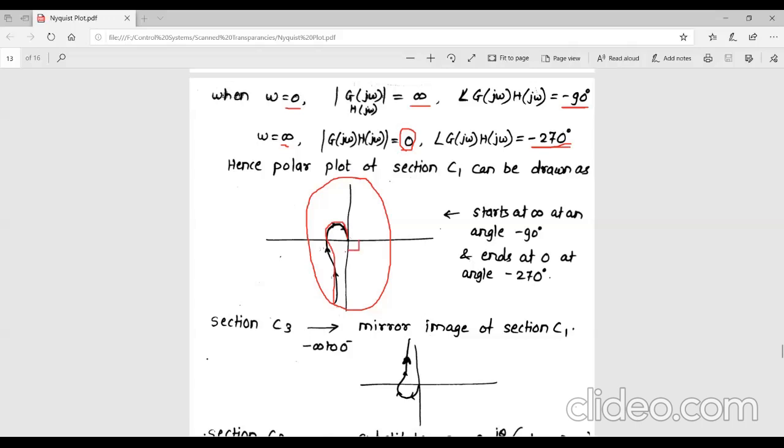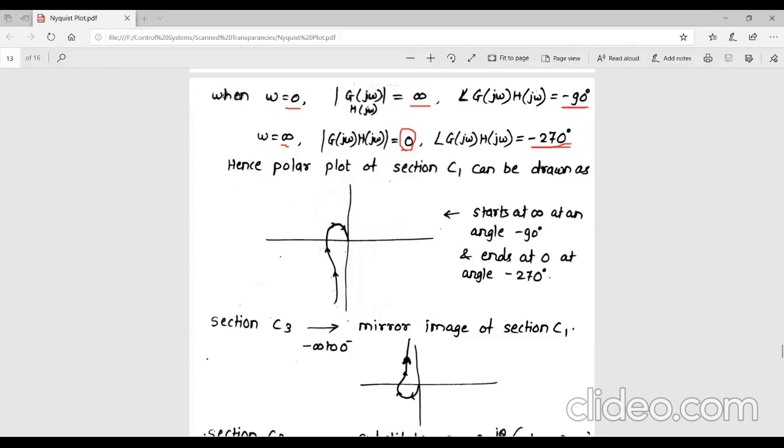So it will start at this line. On this line at infinity it will start, and at minus 270 degrees. So this is minus 90, minus 180, minus 270, right? On this particular line where the angle is minus 270 degrees, it will end. And that is why the section C1 polar plot can be sketched in this way, right? Similarly, as we discussed earlier, section C3 will be the mirror image of section C1. Please consider the direction also. So this polar plot is for section C1, and this one is for section C3.